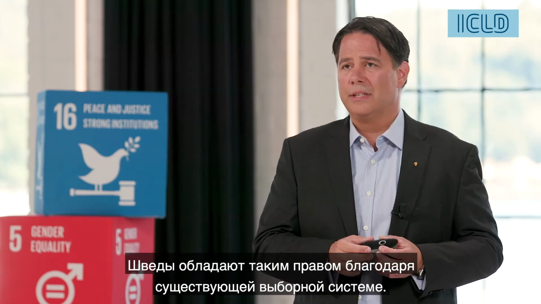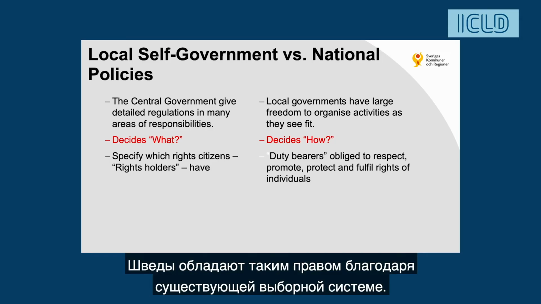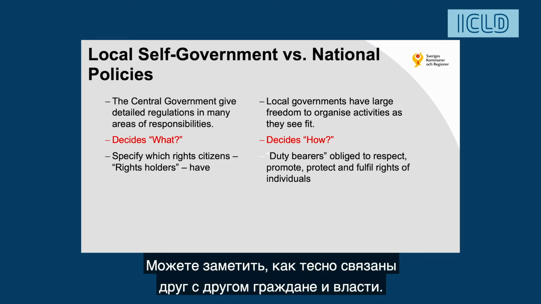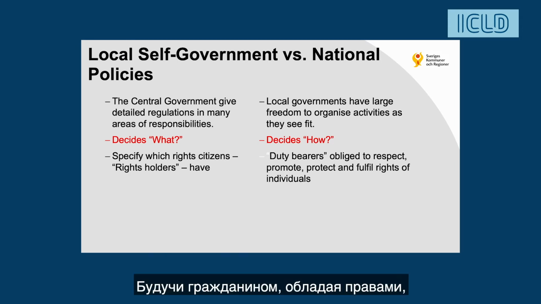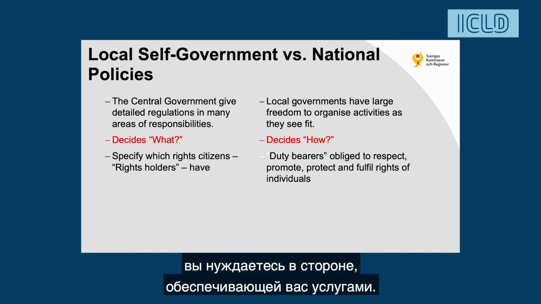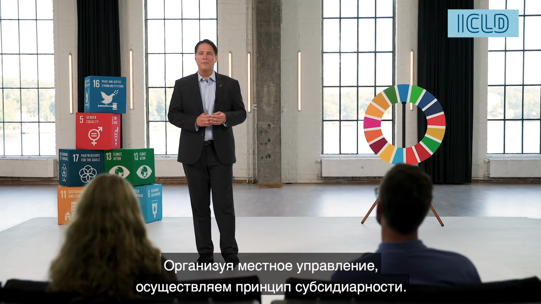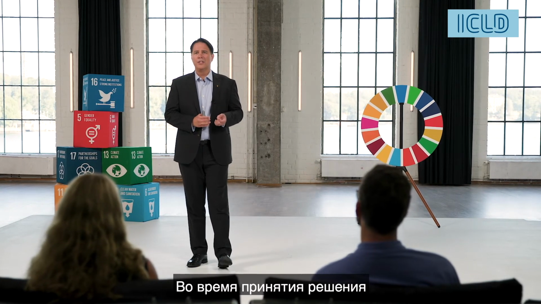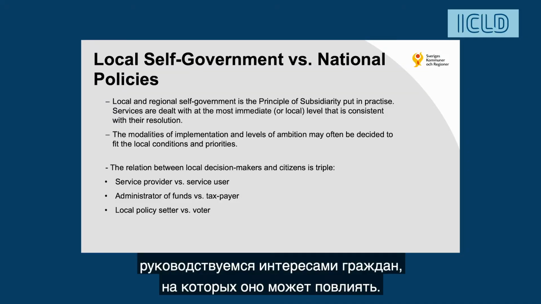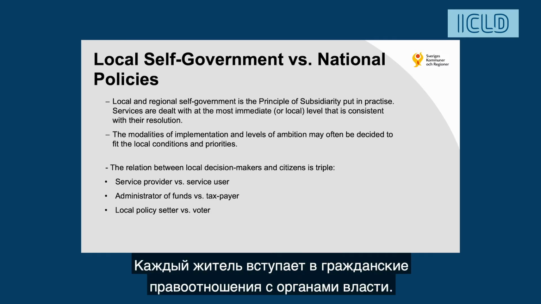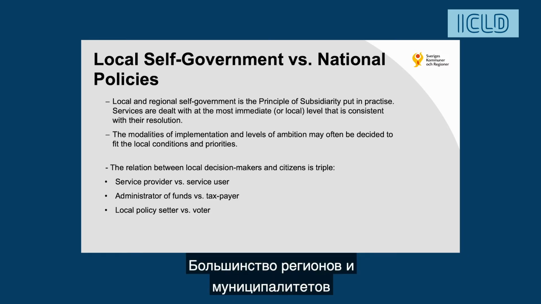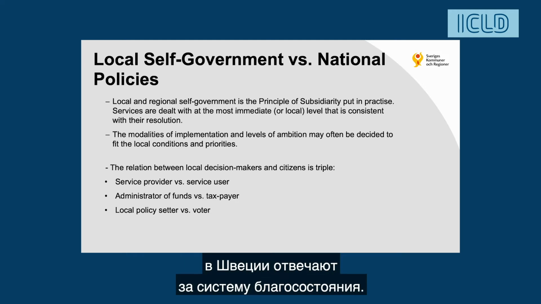But this is the result of a political decision, and this is from elections. So there you see also the connection you have between the citizen and the political level, where you have a citizen, you're a right holder, but then again, you have someone to provide those services. So I will come back to this. The local and regional self-government is a principle of subsidiarity put in practice. You take a decision as close as possible to the people, the citizens, that are affected by the decision that you will take. It provides several relations between the citizen and the local and regional decision maker. As I mentioned, regions and municipalities are in charge of the largest part of the Swedish welfare.